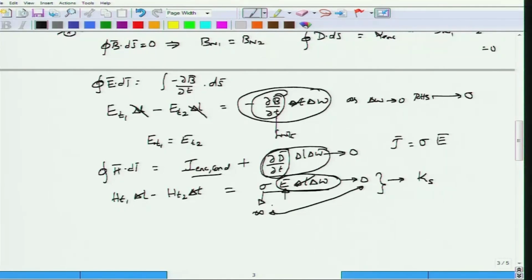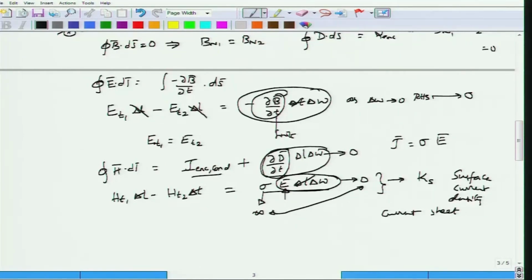Together they will form what is called a surface current density, or sometimes called a current sheet. Okay. So this current sheet is actually spread only over a very small layer inside the conductor, and that layer is called the skin depth.